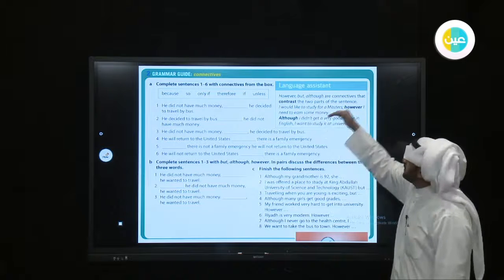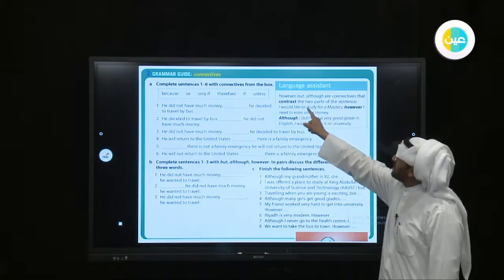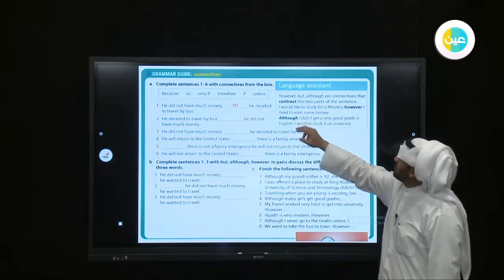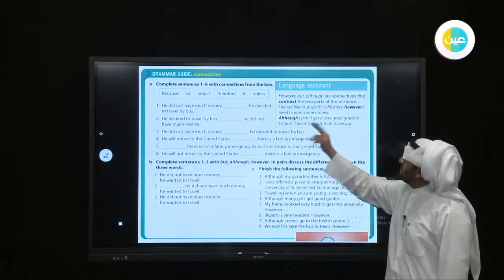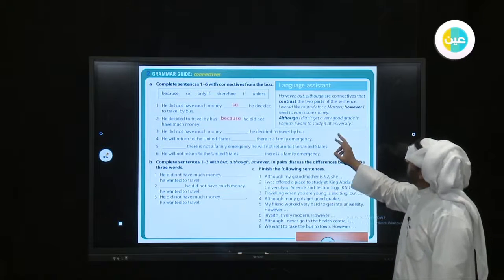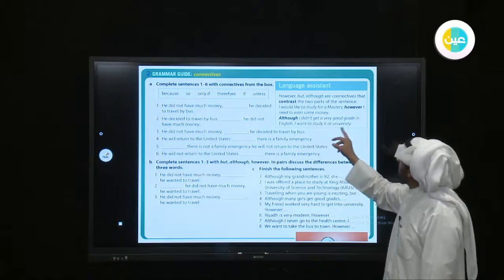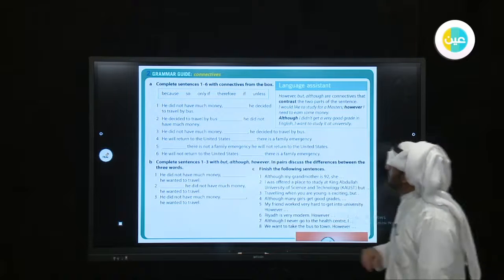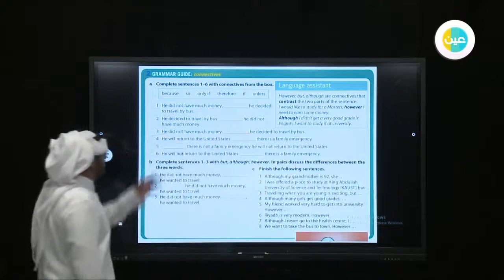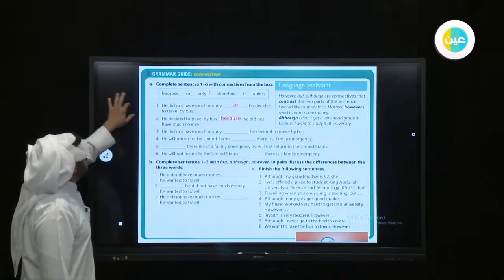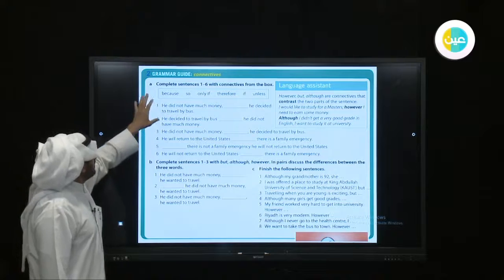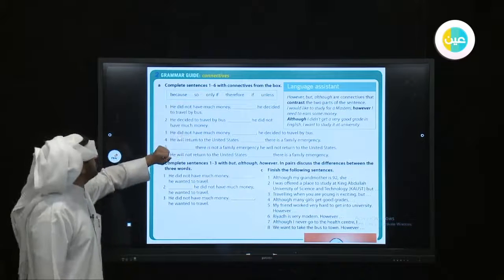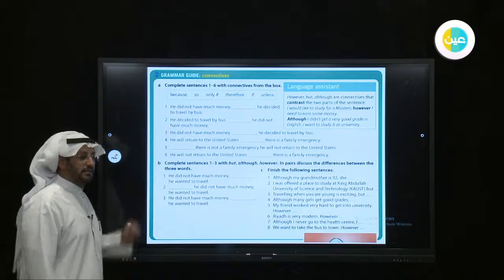This sentence is different. In the first sentence, the first part is the cause. Here the first part is the effect, the second part is the reason. Another sentence: the first part is the reason, the second the cause. Now, let's start with examples. Number one. All six sentences have the same meaning. What's different? We will see.